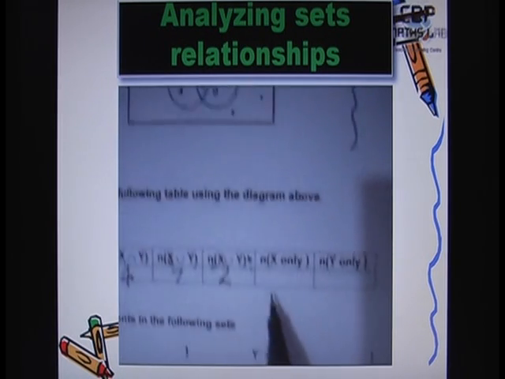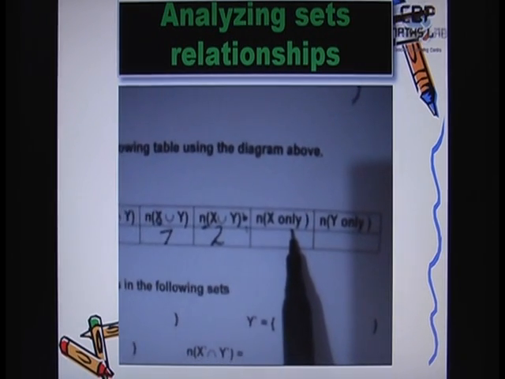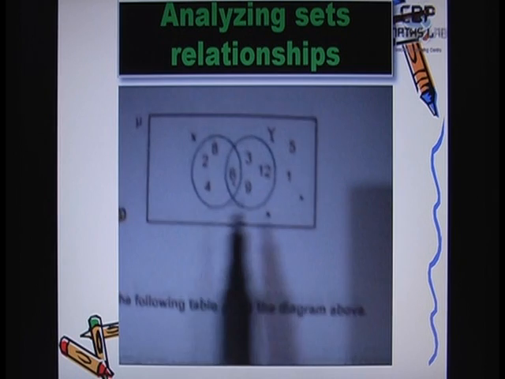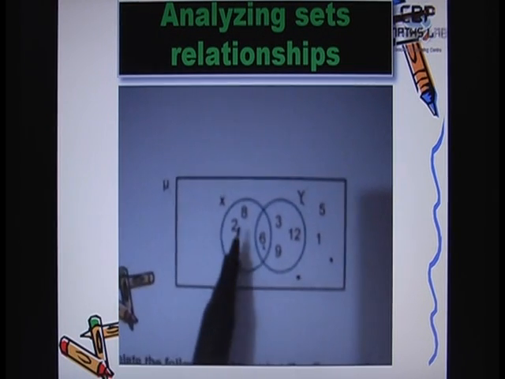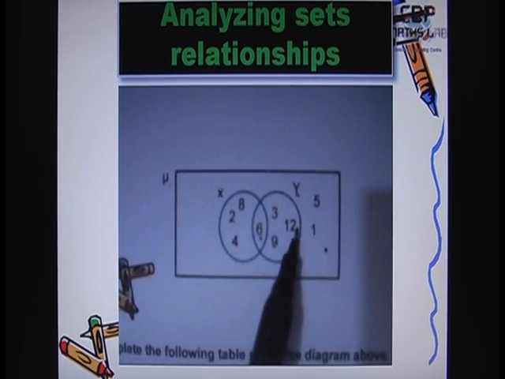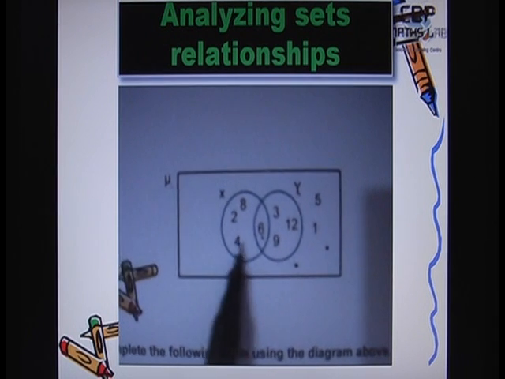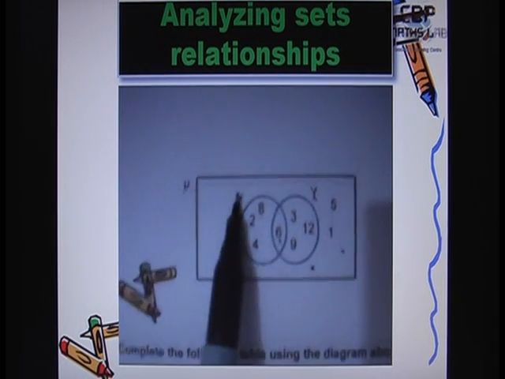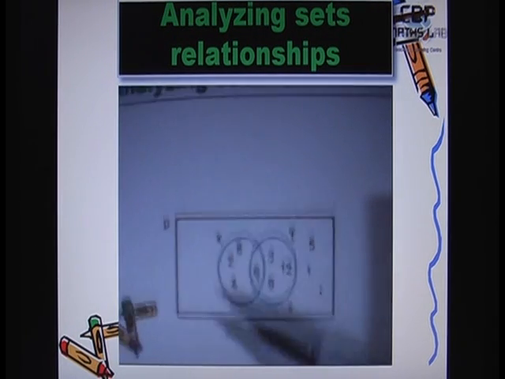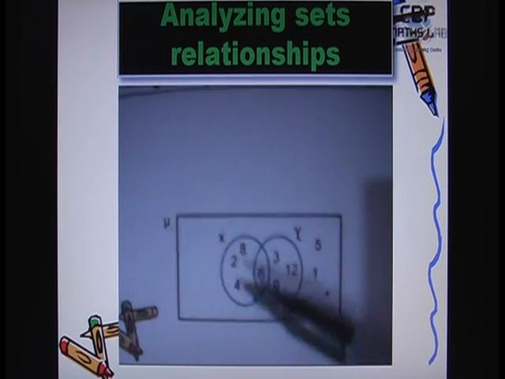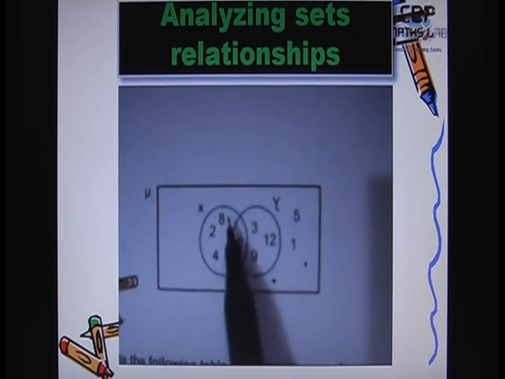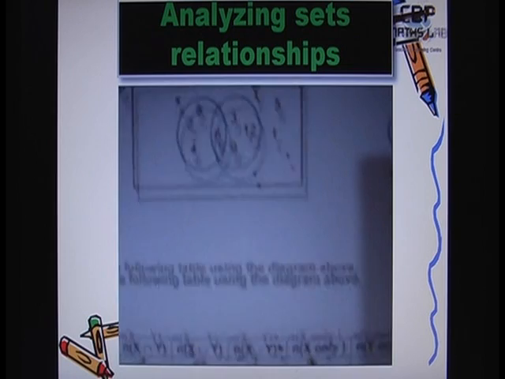Now, this is saying the number of elements in X only. Good. So if you count X only, means that if you count 8 is not in Y, 2 is not in Y, and 4 is not in Y. So they're only in what? X. So the region right here represents what? X only. So that will be 2, 4, and what? 8. So that's what? 3.